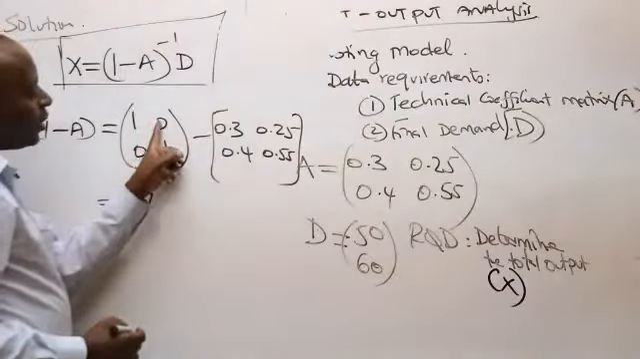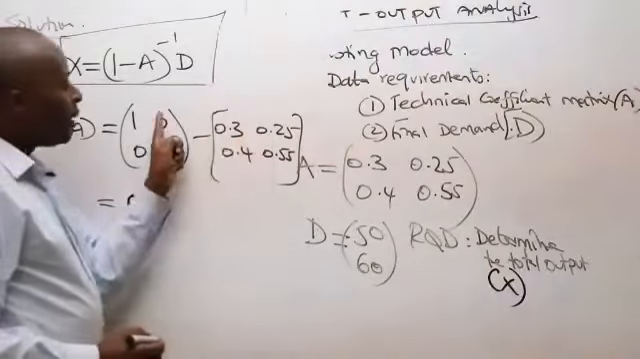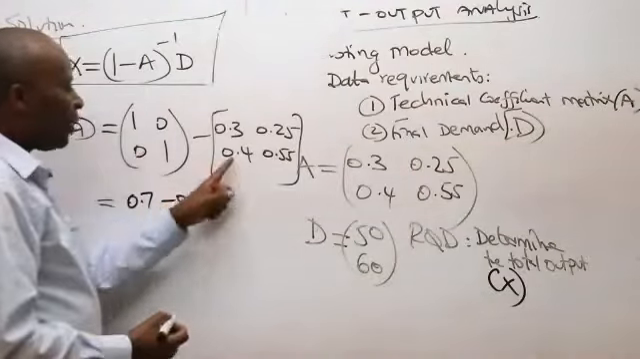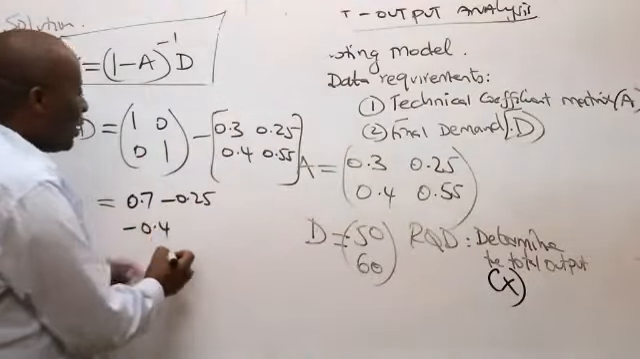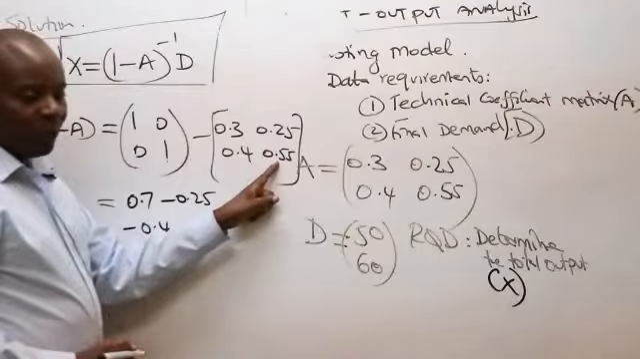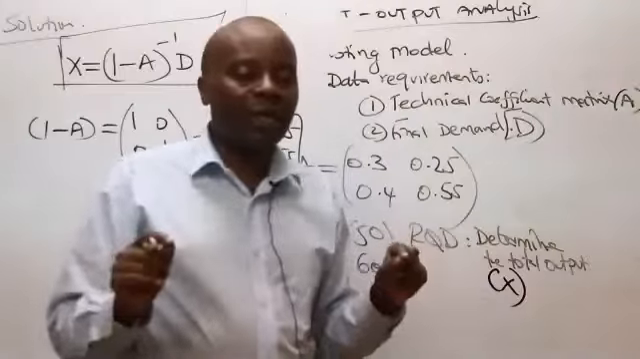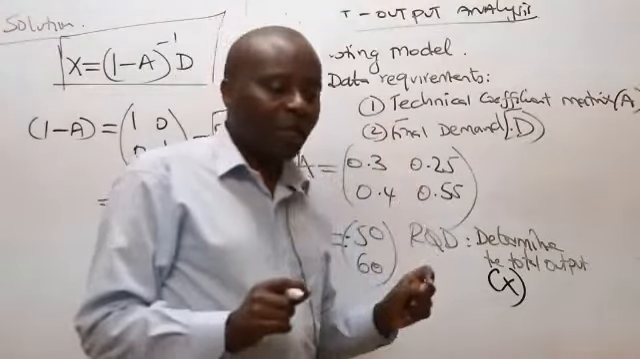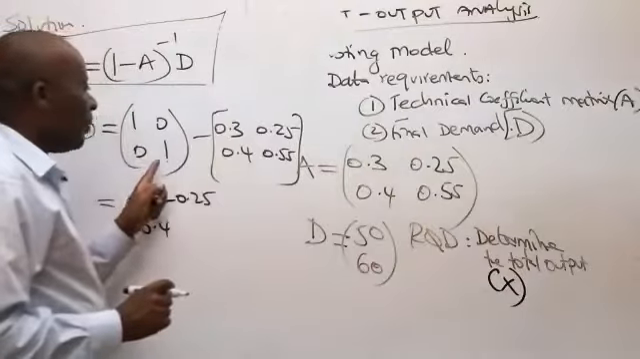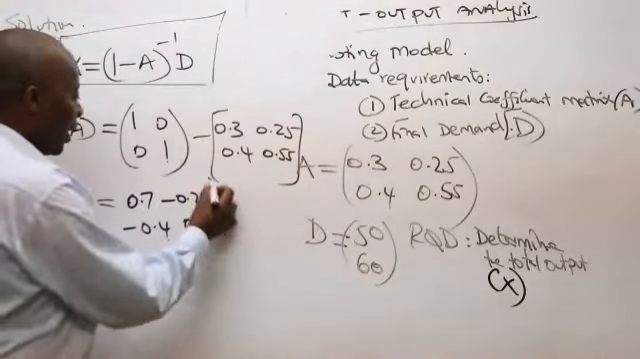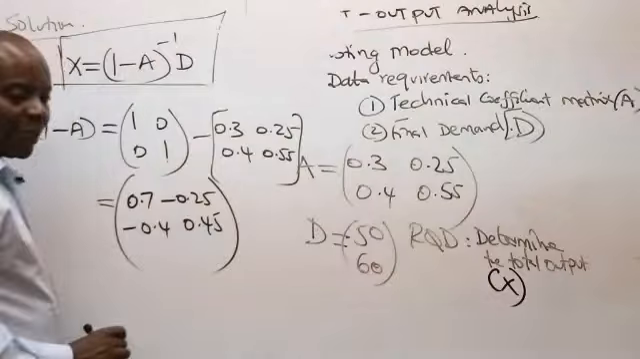And then now we have 0 minus 0.25, that gives us minus 0.25. Then 0 minus 0.4 gives us minus 0.4. We are subtracting corresponding elements. So 1 minus 0.55 gives us 0.45 like that.